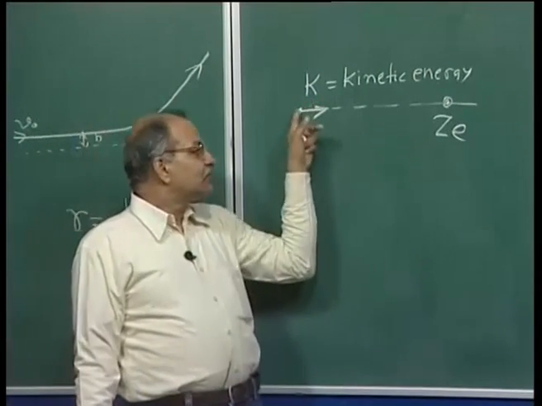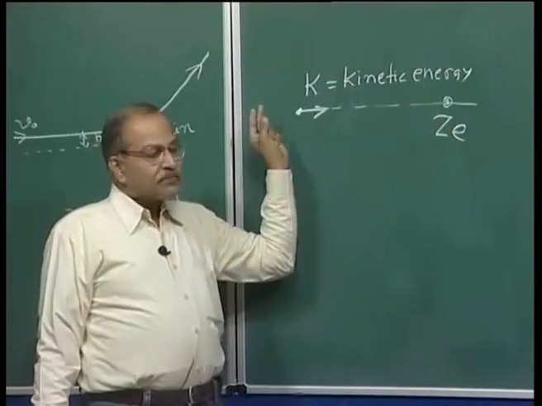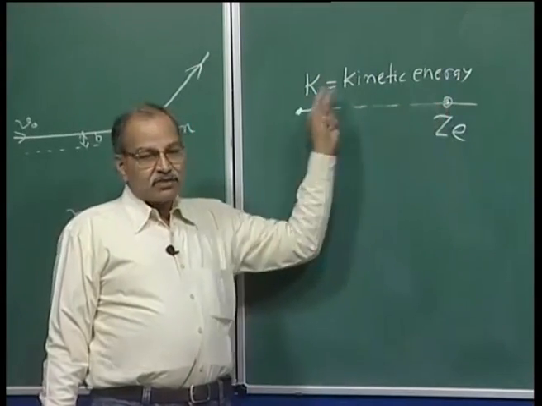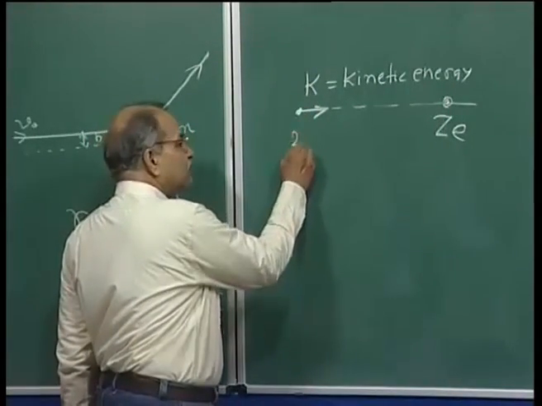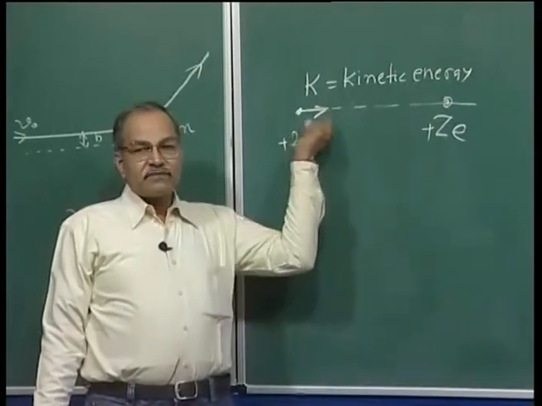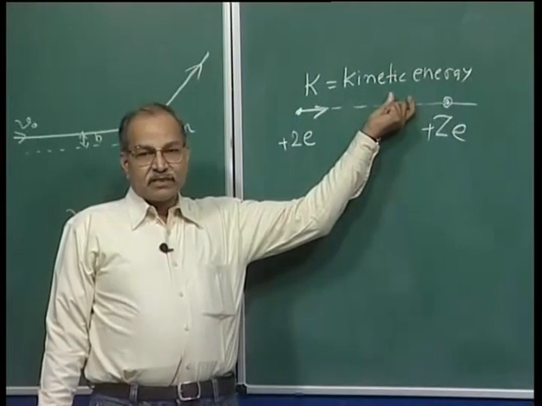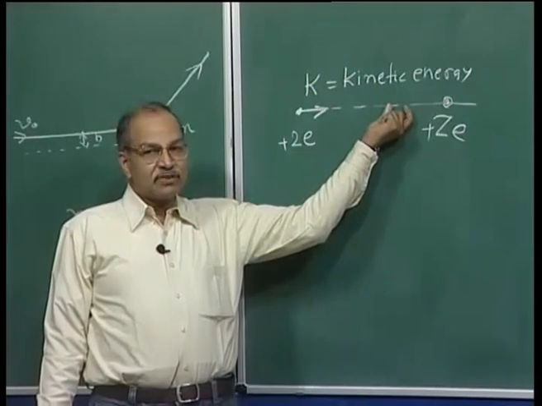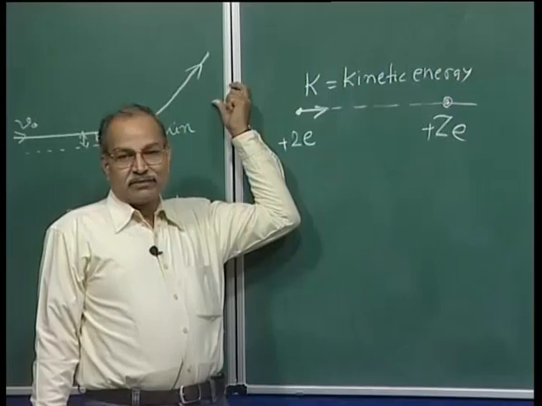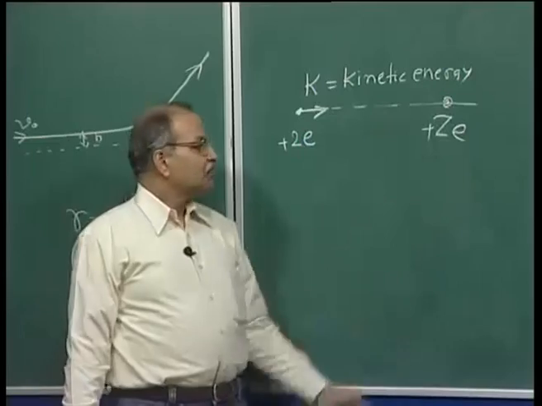So, when the alpha particle is far away from this nucleus, the kinetic energy is this. As it gets closer and closer to this nucleus, because of repulsion, here you have 2 times E, both positive. Because of this Coulomb repulsion, the kinetic energy will gradually decrease, and at a certain distance it will become 0, and after that the alpha particle will go back, repelled from here.